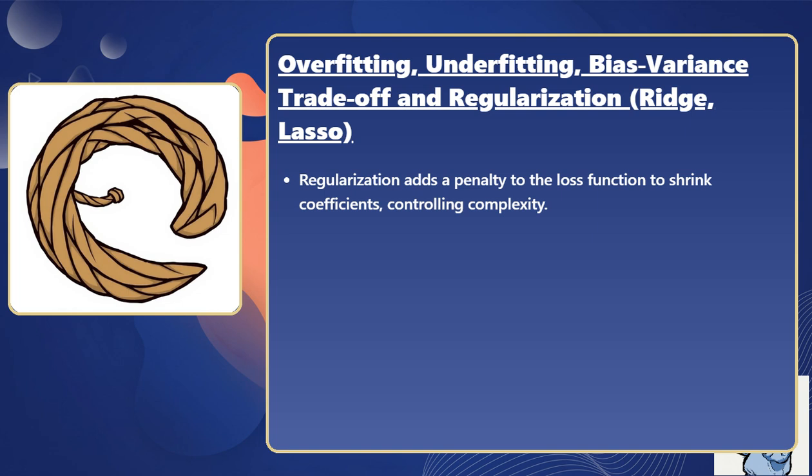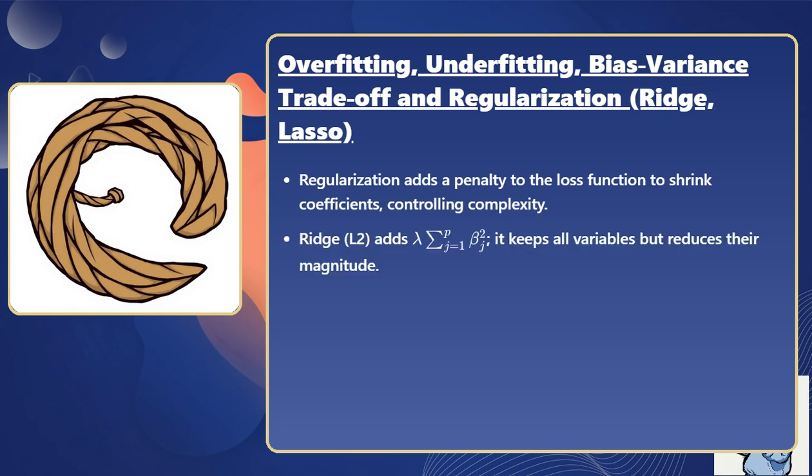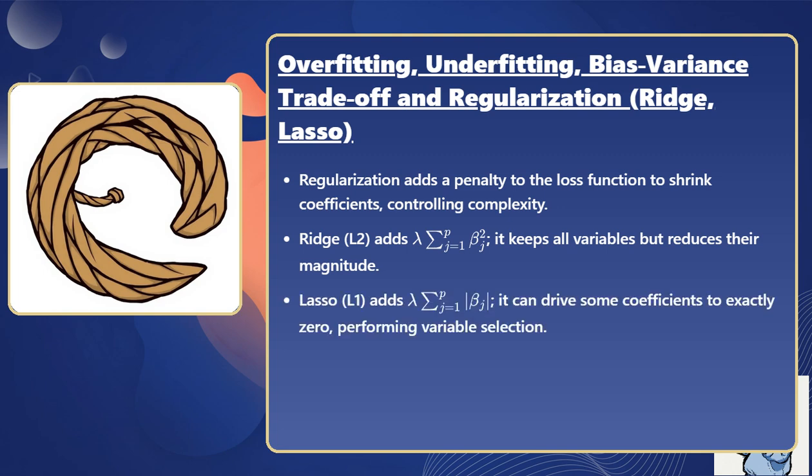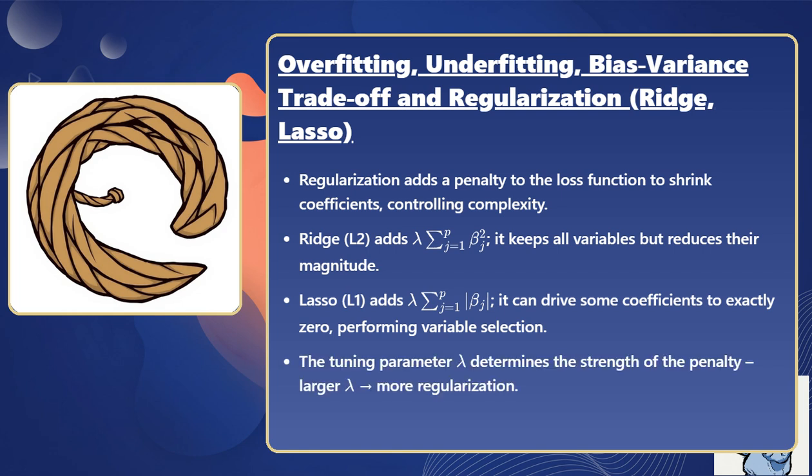Regularization adds a penalty to the loss function to shrink coefficients, controlling complexity. Ridge, L2, adds lambda times the sum over j from 1 to p of beta j squared. It keeps all variables but reduces their magnitude. Lasso, L1, adds lambda times the sum over j from 1 to p of absolute beta j. It can drive some coefficients to exactly 0, performing variable selection. The tuning parameter lambda determines the strength of the penalty. Larger lambda leads to more regularization.